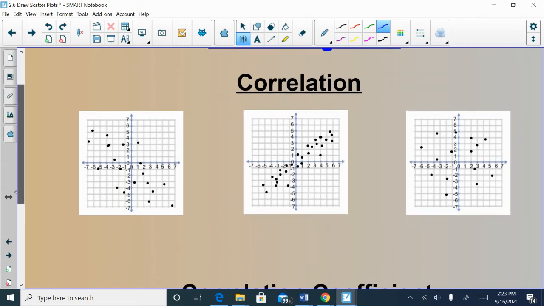So first up, we've got some different indicators here. I just want you to tell me what type of correlation, positive, negative, or none. Our first graph here, if we were to draw a line of best fit, it would look something like that, perhaps. This is clearly negative correlation.